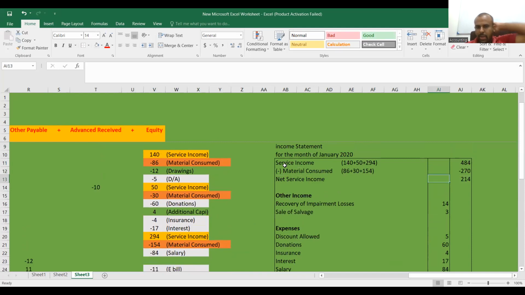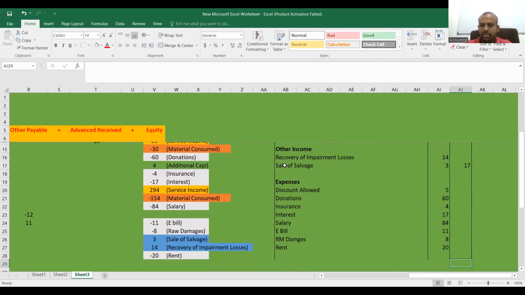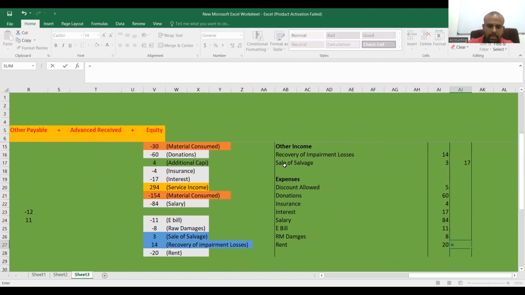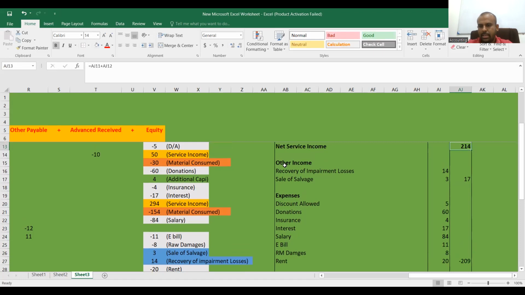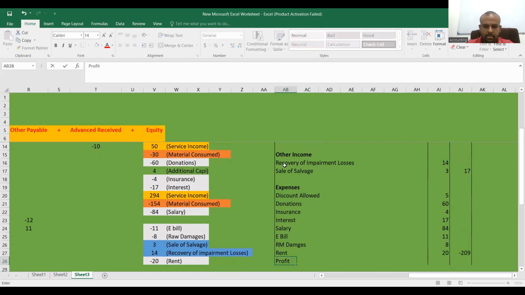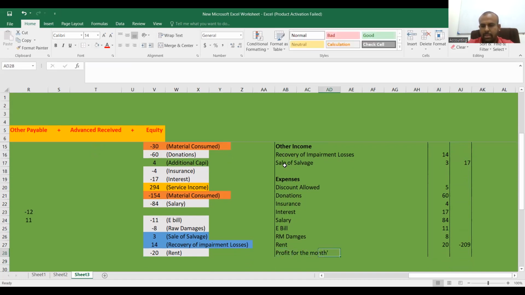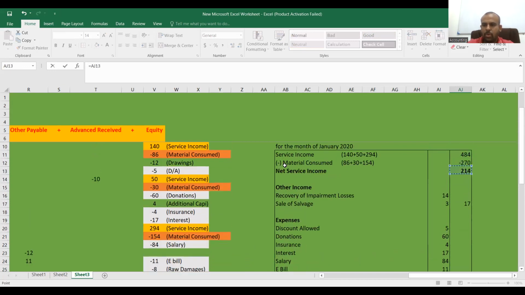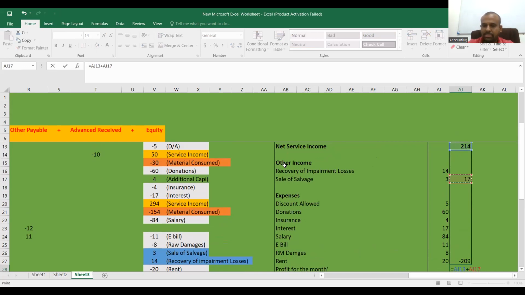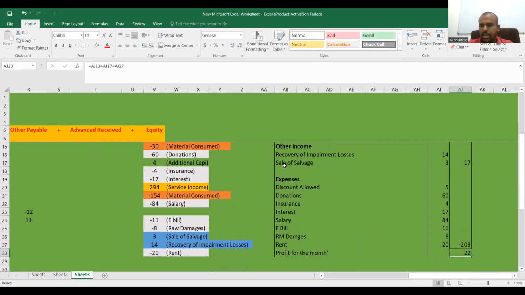Now everything is fine. Okay, all the income and the expenses we have taken. Net service income you generated 214. And then you get the other income of 17. Then the expenses are 209. How about the profit for the period? Profit for the month. Net service income 214 plus 17 minus this, and profit for the month is rupees 22,000. Profit for the month, the amount that the owner can take away from the business, 22,000. Right? Okay.